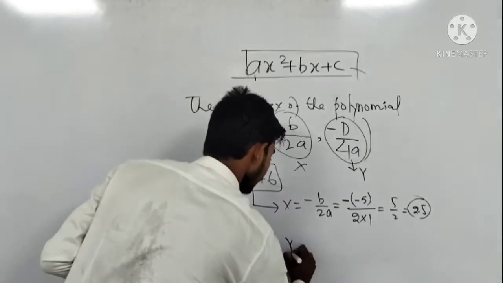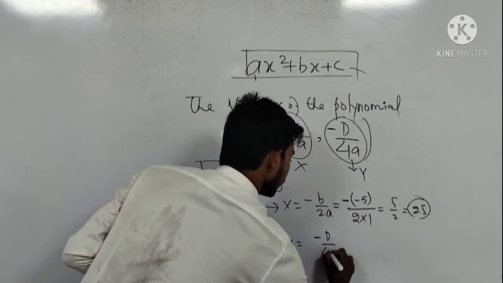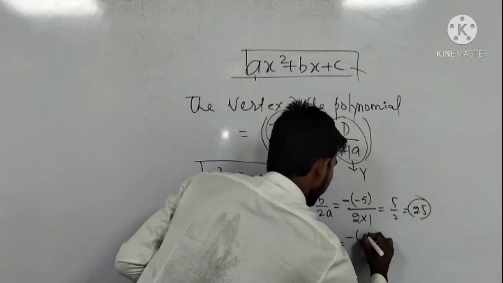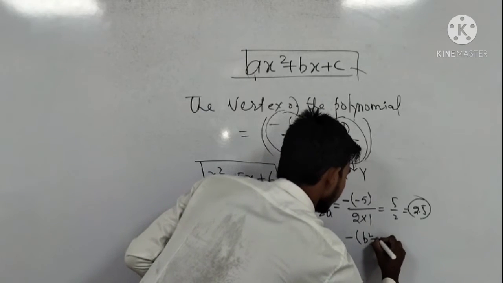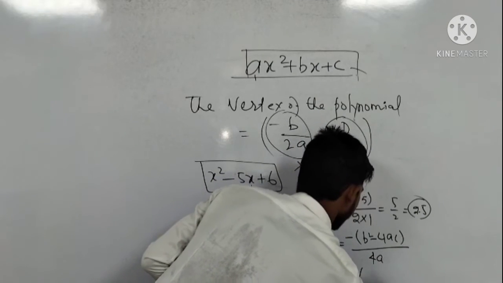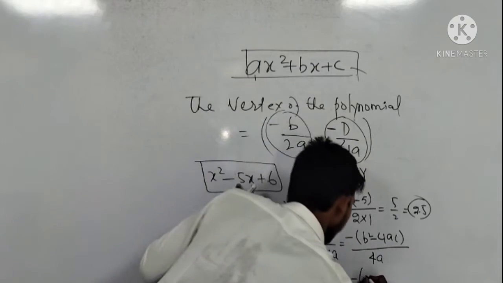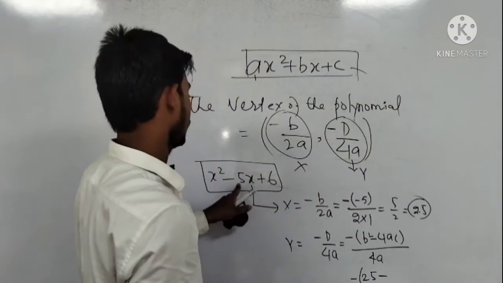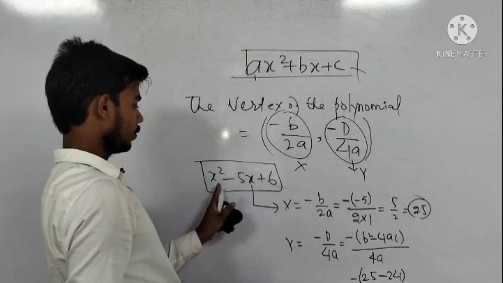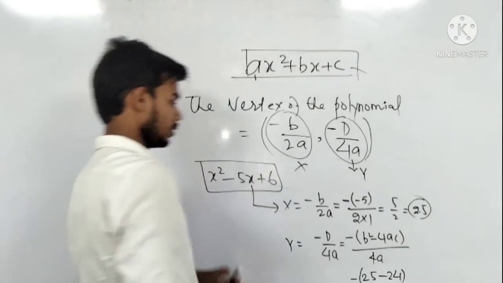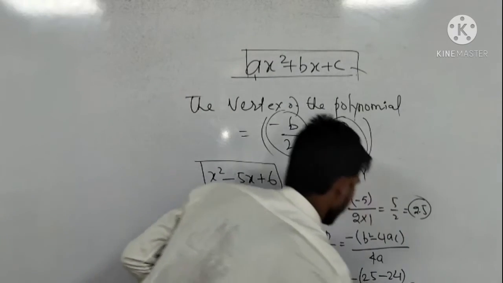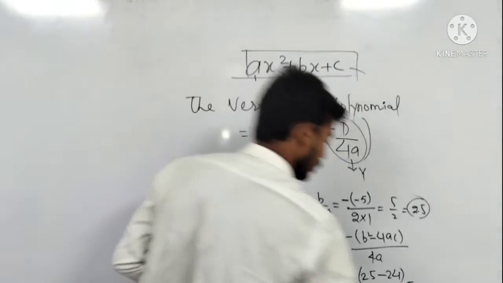Okay. And y will be minus d over 4a. What is d? As you know, d will be b square minus 4ac, over 4a. Now put the values. B square, what is in place of b? Minus 5 square, 25, minus 4 into a into c, 4 into 1 into 6, that is 24. 25 minus 24 is 1, and with the minus sign, this will be minus 1 over 4a.